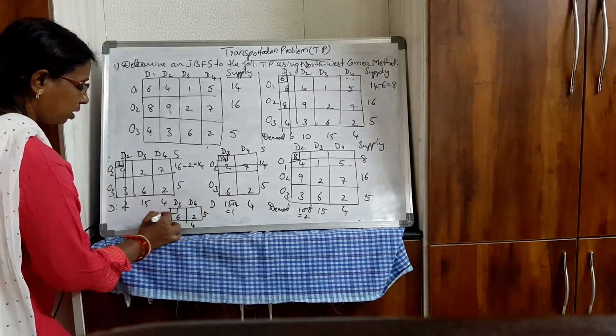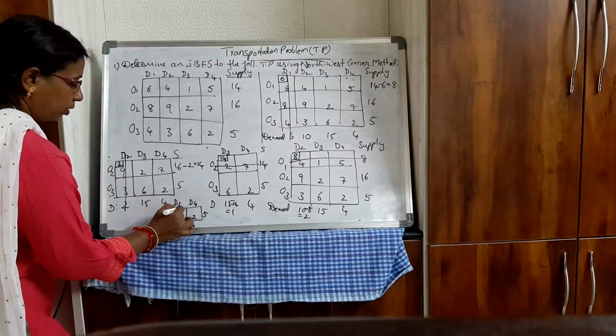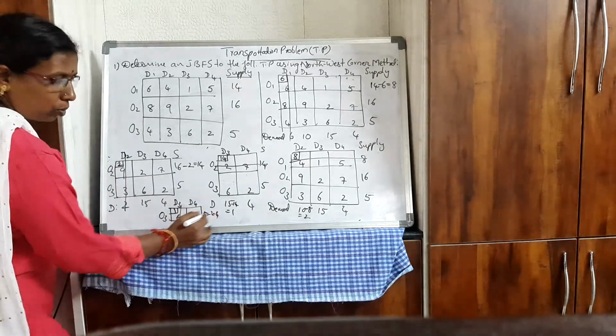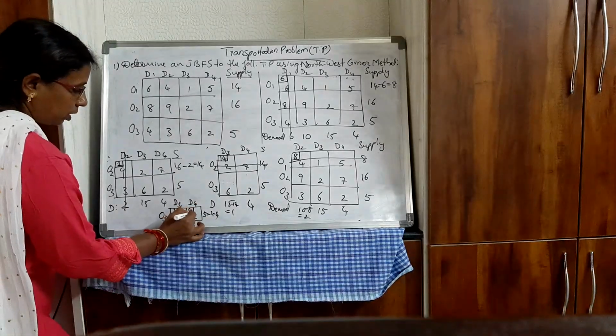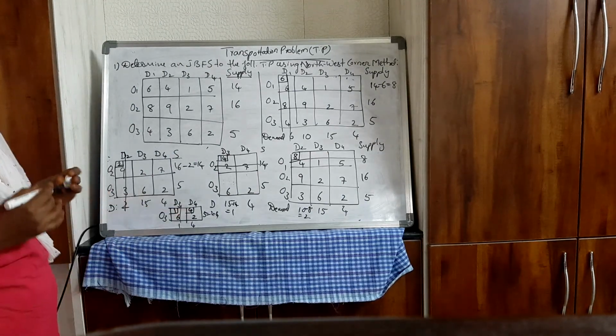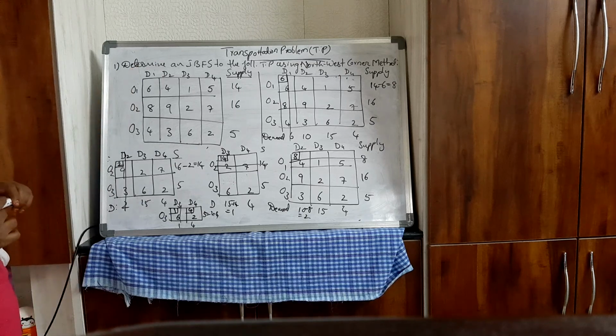So this is the corner element. The minimum of 1 and 5 is 1. I'll allocate here. So 5 minus 1 is 4. So 4 is left in both row and column. So I'll allocate here in the last leftover cell. I'll allocate the remaining value 4. So this is how you have to make the allocations using the northwest corner rule.